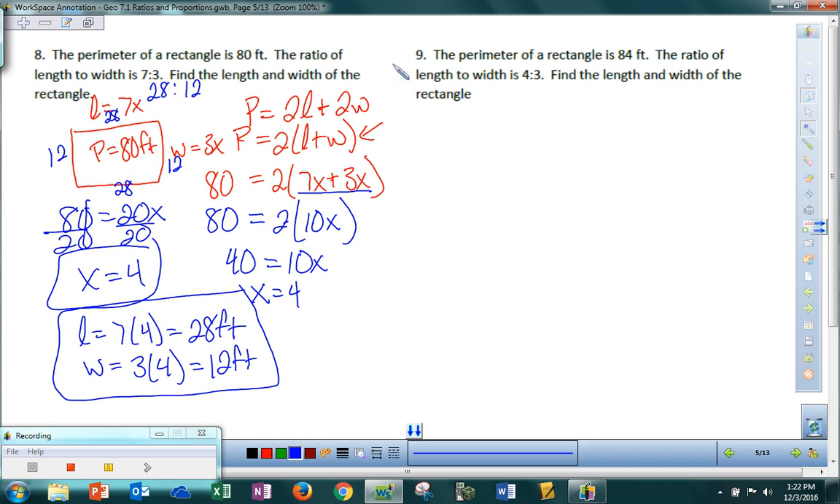Okay, so what I'd like you to do for the next one is go ahead and pause the video and see if you can set up number 9 based on what you did for 8 there.